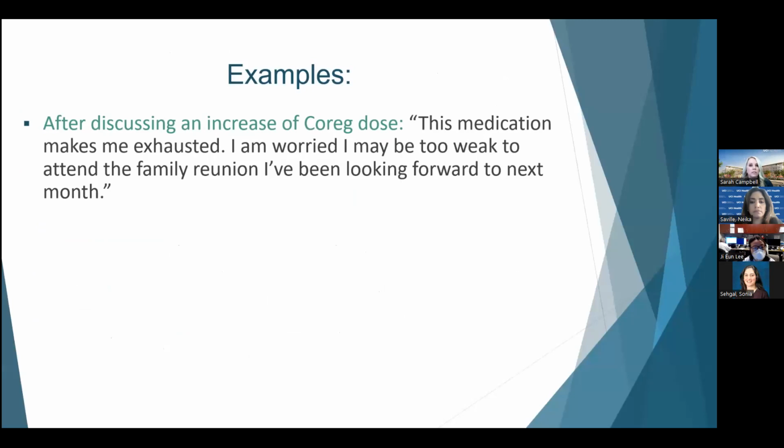Examples, and these are real examples. So after discussing an increase of a Cozaar dose, "this medication makes me exhausted. I am worried I'm going to be too weak to attend the family reunion I've been looking forward to next month." So here we have a capture into what's really important to this patient and why this increase in Cozaar dose may just not be a high priority for this patient and may be something that they're opposed to.